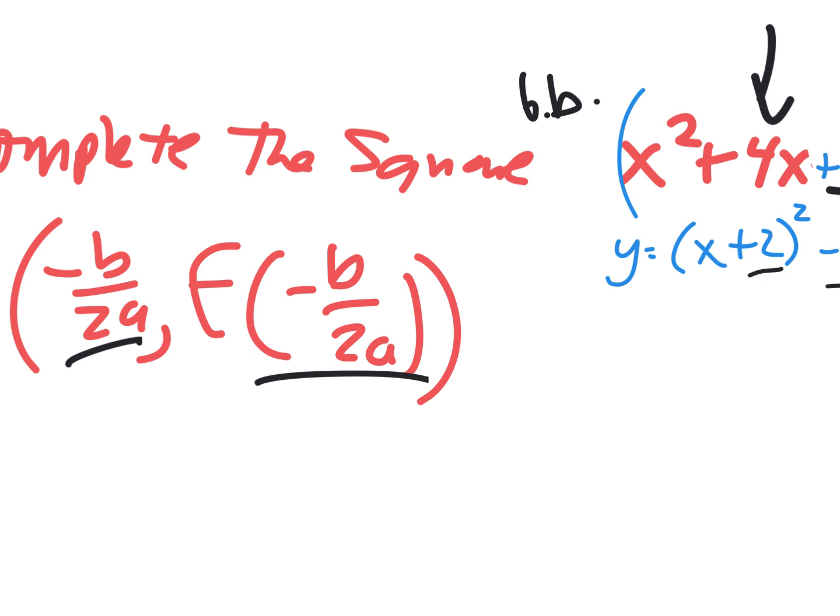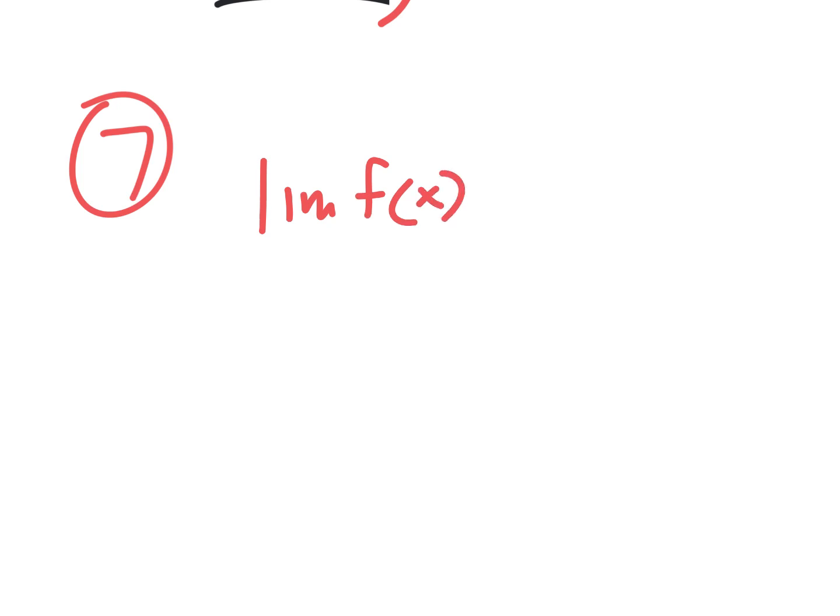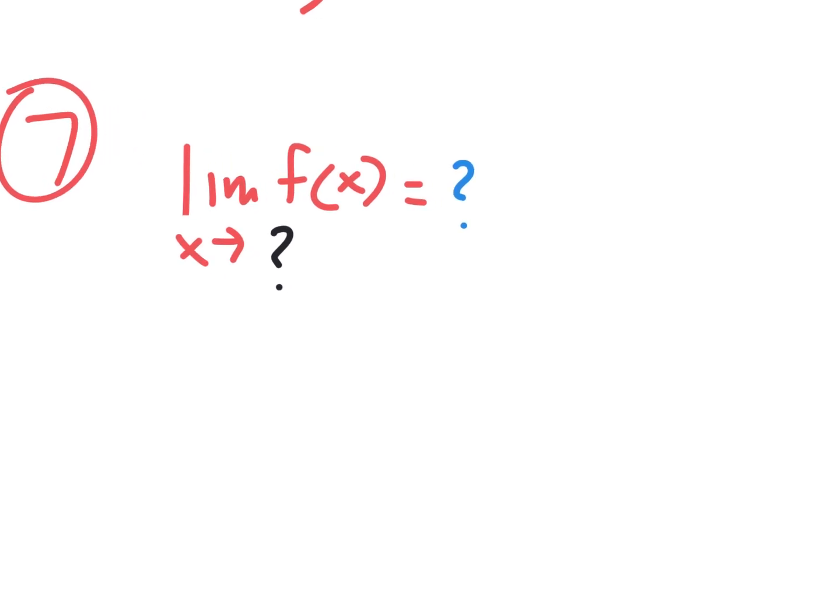All right, on to number 7. I'm going to remind you about limits. If I say limit of the function as x approaches something and it equals something, I'm going to put a question mark here and a question mark here. When you're first teaching limits, you usually just do infinities because it's easier. So I'm going to show you one. This is 7B right now. I'm making up a problem.